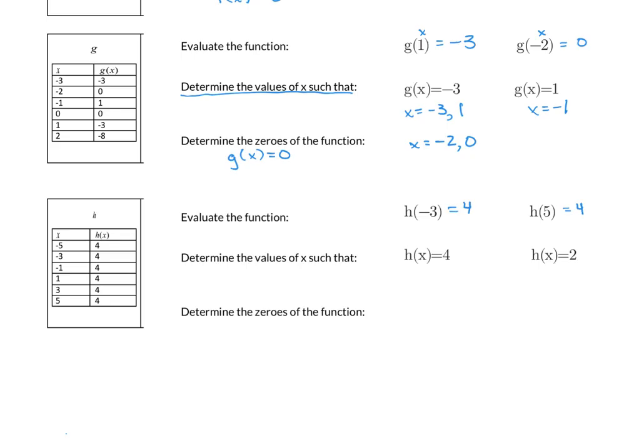Okay, let's go the other direction now. We want to determine the values of x such that h of x is equal to 4. So what are my values of x? Well, it's actually going to be all of them. So we get x equals negative 5, negative 3, negative 1, 1, 3, and 5.